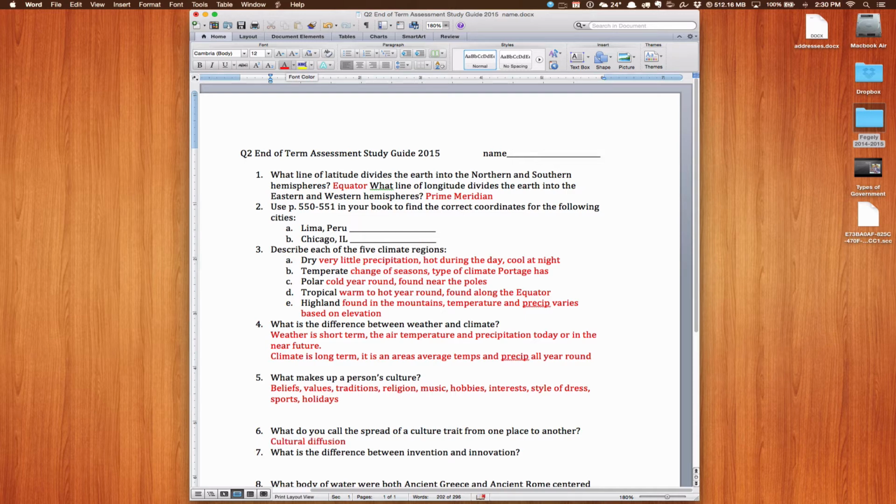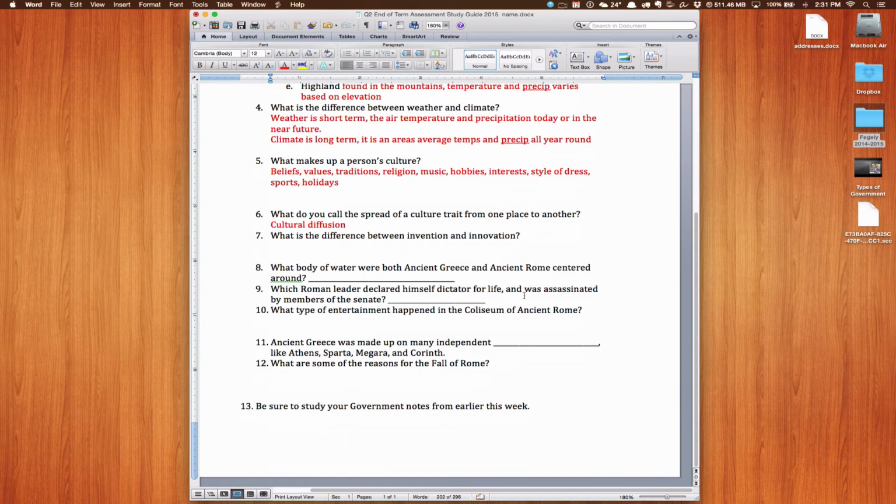Okay, so if a new way of dressing starts out in California and over the course of a couple of weeks or a couple of months spreads to the Midwest and all the way to the East Coast, that's an example of cultural diffusion. The difference between invention and innovation. We talked about that today in class.